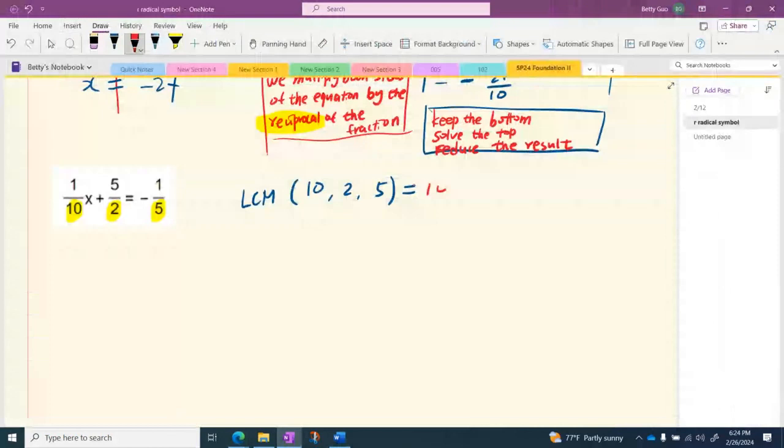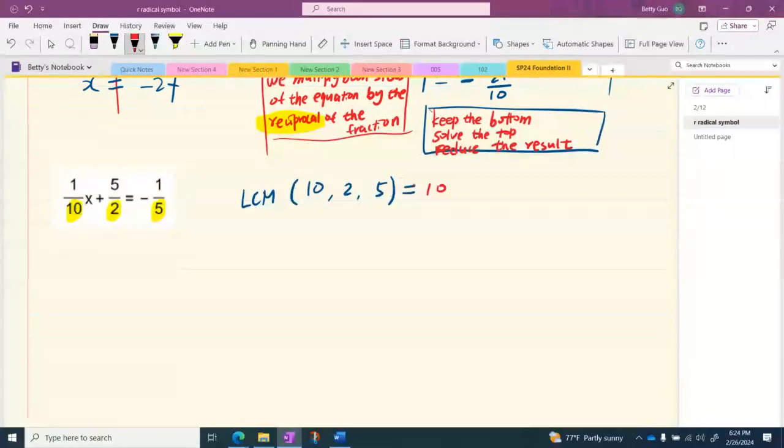First special case, right? 2 is a factor of 10, 5 is a factor of 10. So that makes 10 the smallest common multiple. 10 is the smallest multiple of itself, and also a multiple of the other two numbers. That makes 10 the smallest common multiple.